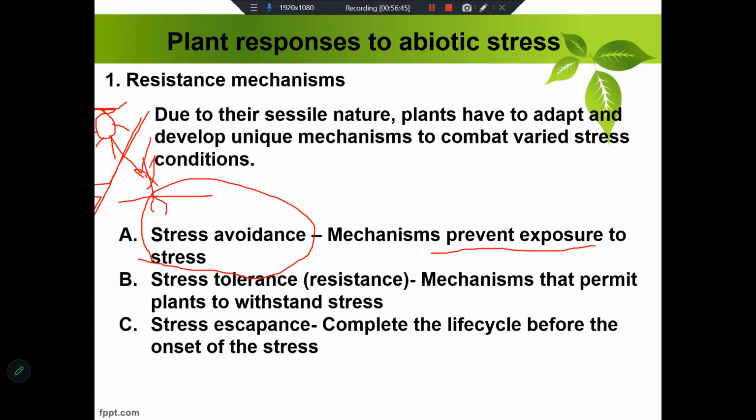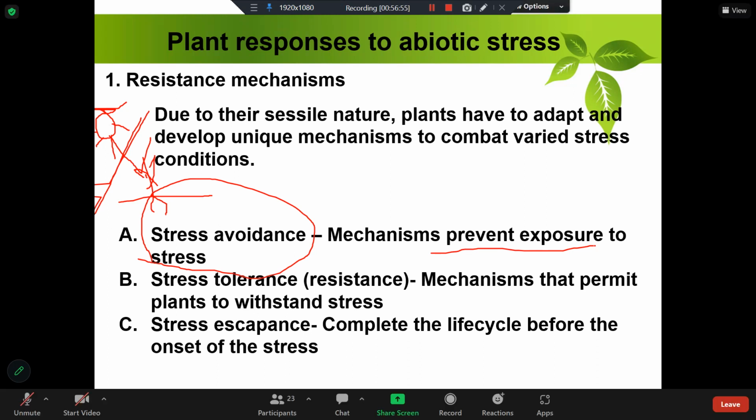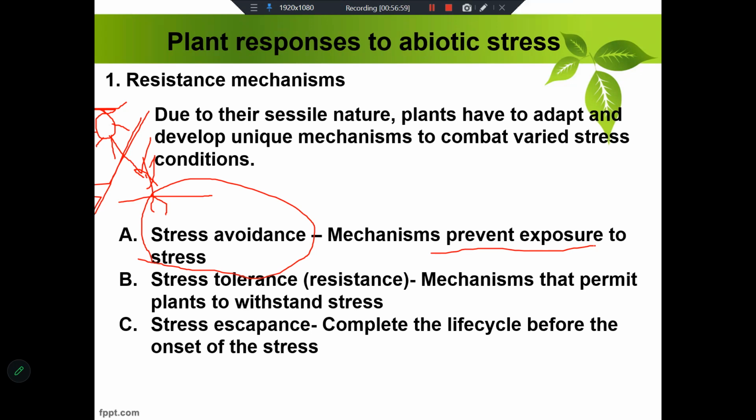Actually, the season, trees shed their leaves. At the winter seasons, some plants drop their leaves.